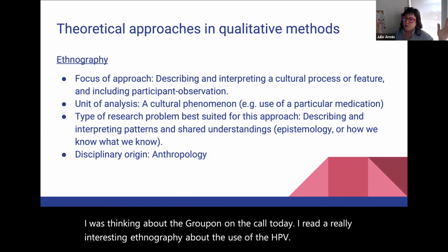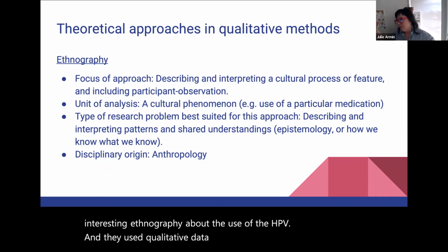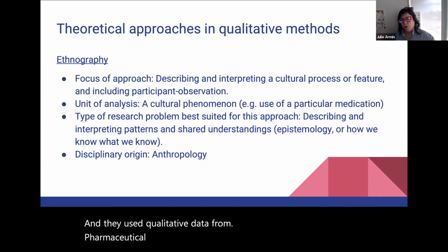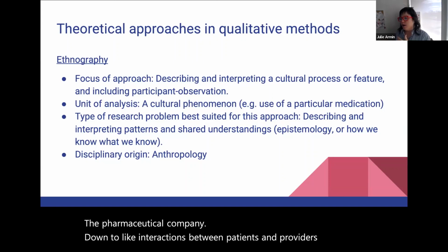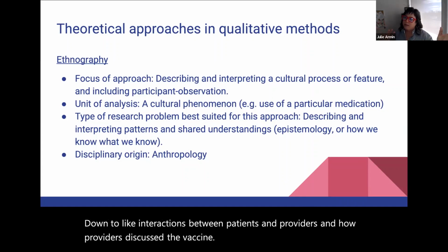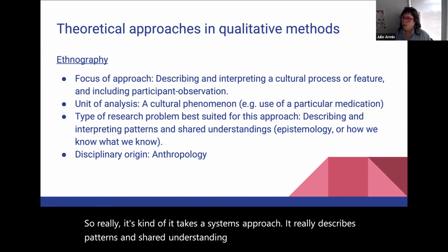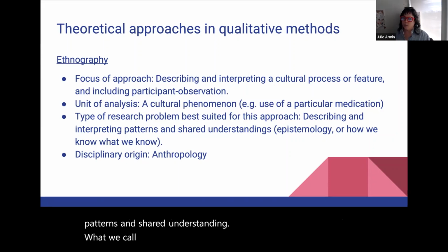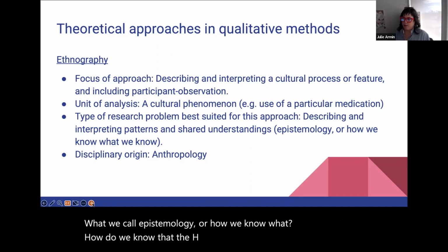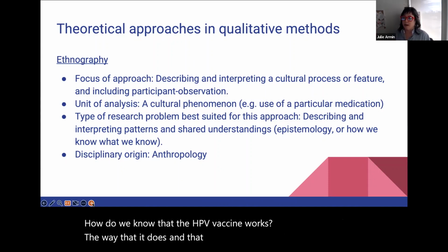And they used qualitative data from pharmaceutical companies all the way down to interactions between patients and providers, and how providers discussed the vaccine. So it takes a systems approach. It really describes patterns and shared understandings, or what we call epistemology, or how we know what we know. How do we know that the HPV vaccine works the way that it does? And that knowledge is different depending on who you talk to.